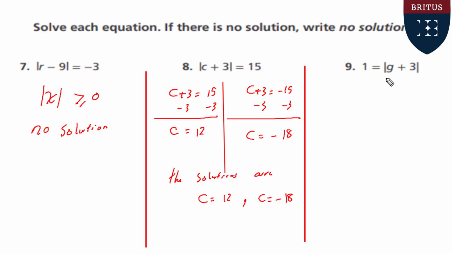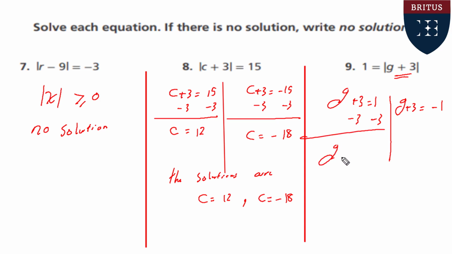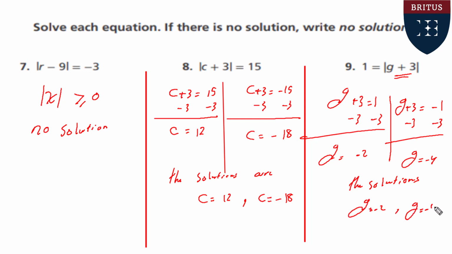1 is equal to absolute value of g plus 3. Now we can say that g plus 3 equals 1 and g plus 3 equals negative 1. Subtract 3 from both sides. We get g is equal to negative 2. Subtract 3 the same way. We get g is equal to negative 4. Now the solutions are g equals negative 2 and g equals negative 4.